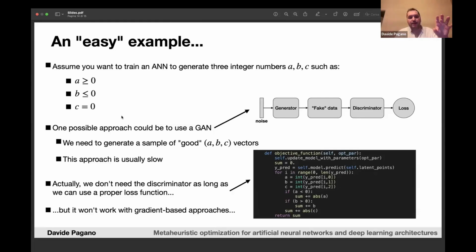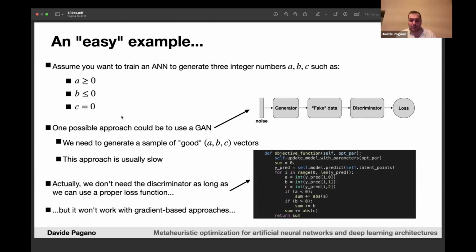In other words, the generator generates some fake data. The discriminator compares this fake data coming from the generator with a set of good data that we provided. And on the basis of the feedback given by the discriminator, the weights of the generator are updated until the generated data, the fake data, are so close to the good ones that the discriminator fails to distinguish them.